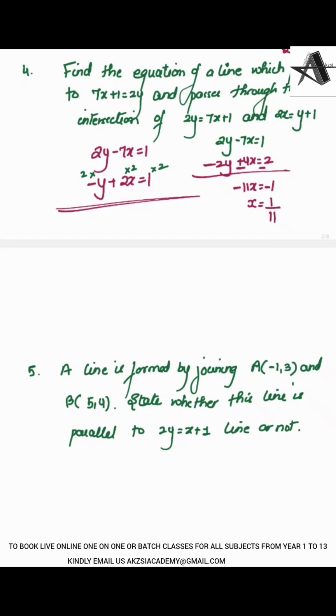If I want to know the value of y, I just need to substitute it in either of the equations. Let me substitute here. So 2x minus 1 is equals to y. So putting the value of x as 1 over 11, it would be 2 over 11 minus 1 is equals to y, which will be minus 9 over 11 is equals to y. So the point is 1 over 11 comma minus 9 over 11. These are the values of x and y. So this line is passing through this point.